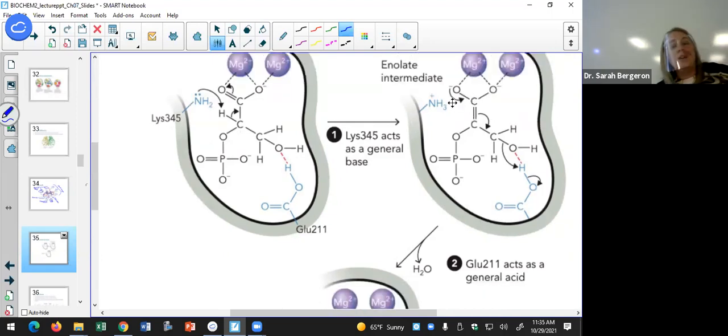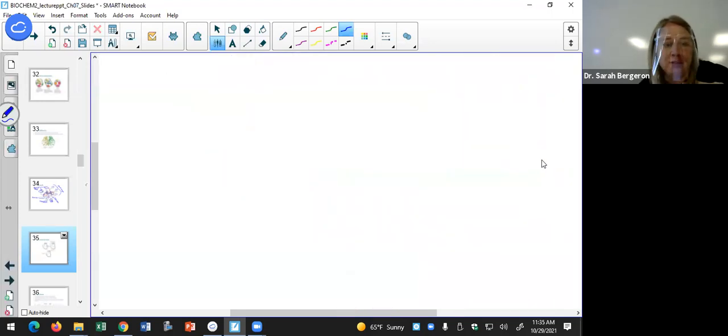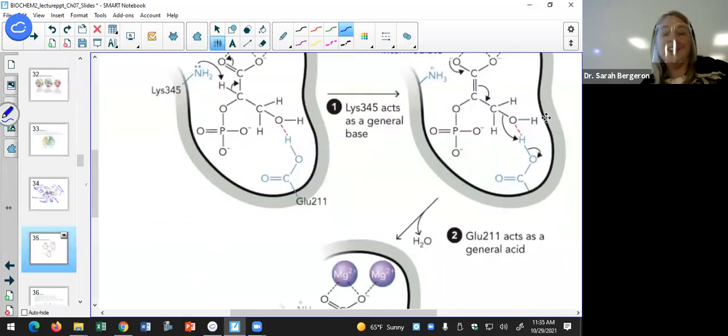Okay. So now in our next step, that was lysine 345 acting as a what, if it pulls off a hydrogen? It's acting as a general base. Okay, so now we have another residue that's going to act as a general acid. So here, down at the bottom, whoa, what did I do? Okay, just hit undo. If you ever get in trouble, just hit undo. So this is Glu 211. Okay, so this one's going to act as a general acid.